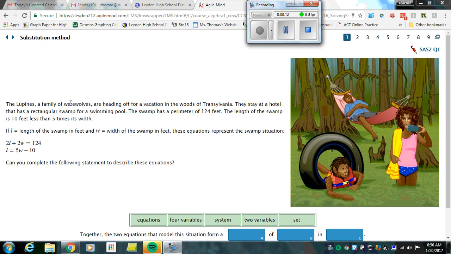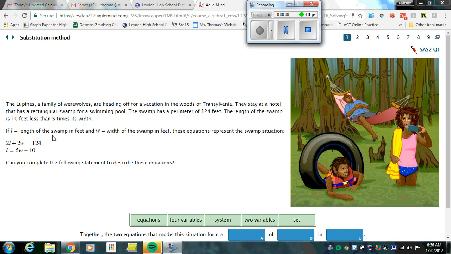So the Lupins, a family of werewolves, were heading off for vacation in the woods of Transylvania. They stayed at a hotel that has a rectangular swamp for a swimming pool. The swamp has a perimeter of 124 feet. The length of the swamp is 10 feet less than 5 times its width.